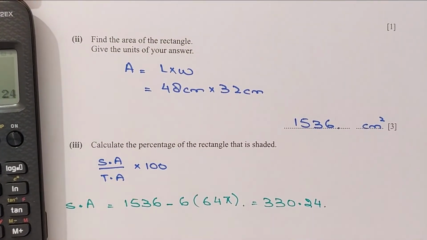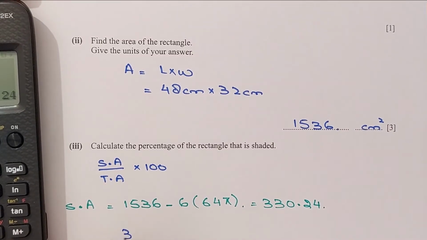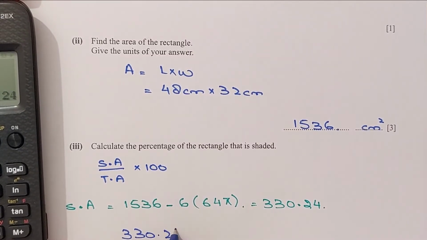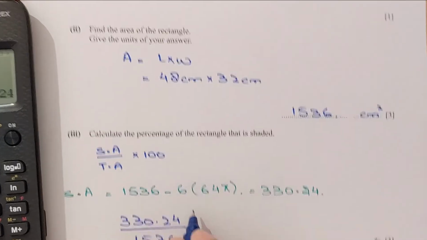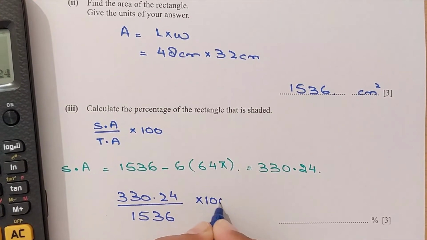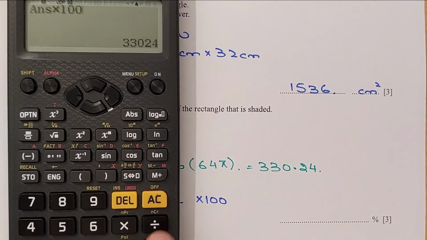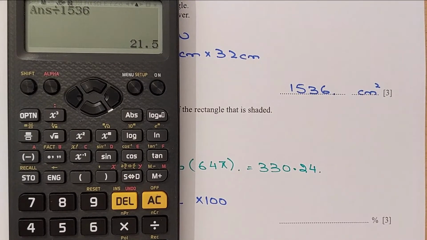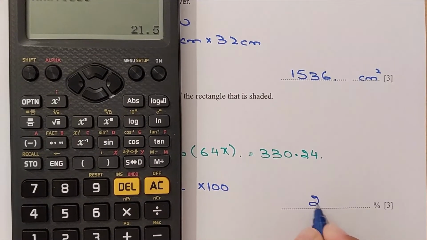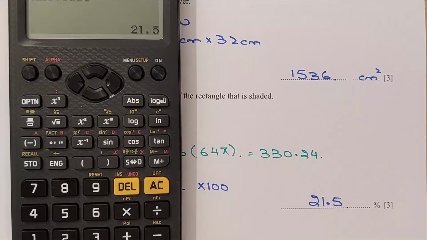Right, now let me find out the percentage. Substituting in this formula, we have 330.24 divided by the total, that is 1536, and multiplied by 100. This equals 21.5 percent of the rectangle is shaded.